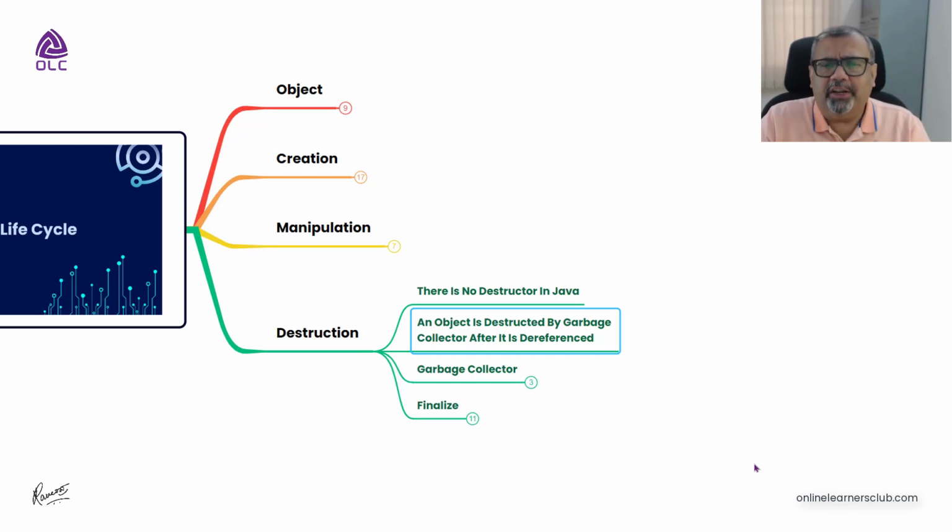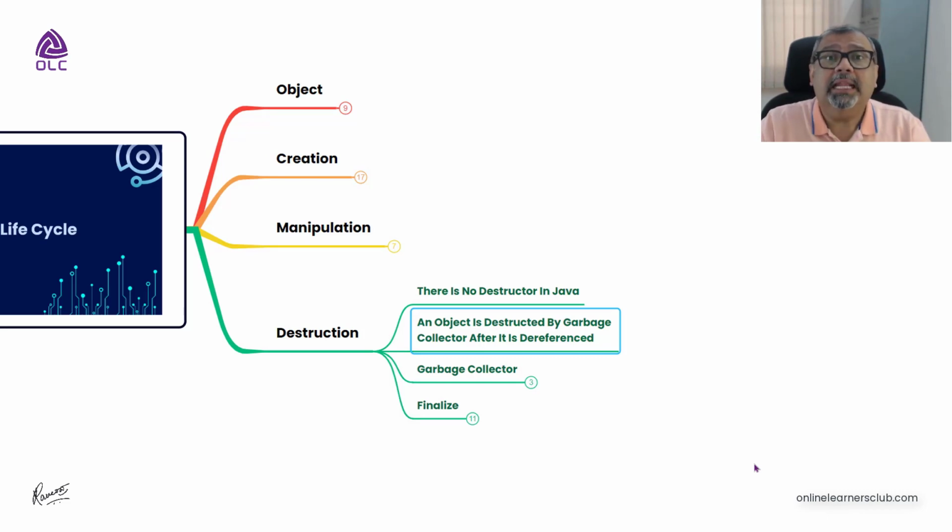What do we mean by dereferencing? When an object is no more required, you could make that object null. For example, if you have said Student s = new Student, and after some time you are done with that student object and don't need it, you could dereference it by saying s = null. This is a simple example of dereferencing an object.